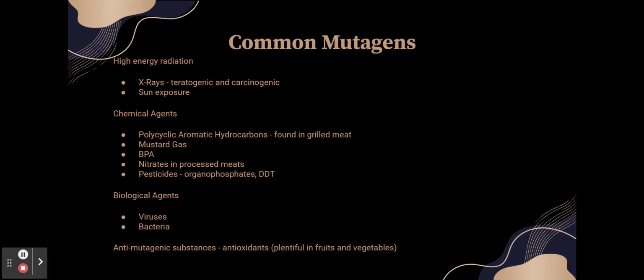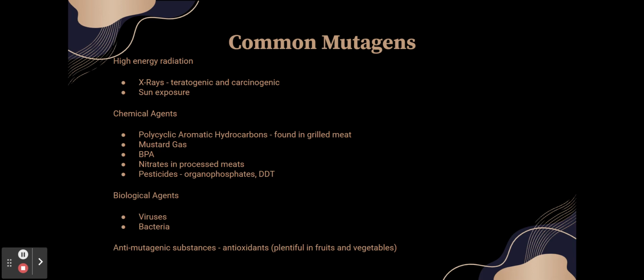Common mutagens. This is probably not a shock to many of you. X-rays are both teratogenic and carcinogenic. So ionizing radiation disrupts DNA. Sun exposure, especially to cells that are exposed, like skin, and the cells of the eyes can be damaged. It will lead to increased rates of diseases associated with aging over time.